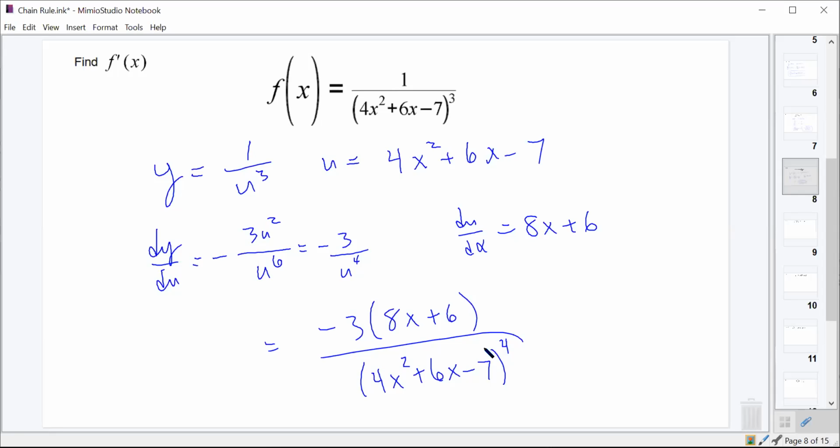Good. All right. Now, we could have also written this if we'd wanted to. We could have said y is equal to u to the negative 3rd power. And then we wouldn't have used the reciprocal rule. We would have used the power rule. And we would have got dy du equals negative 3u to the negative 4, right? Well, negative 3u to the negative 4 is the same as negative 3 over u to the 4th. So either one of those would have been good. Everybody all right with that? Yeah. Cool. All right.